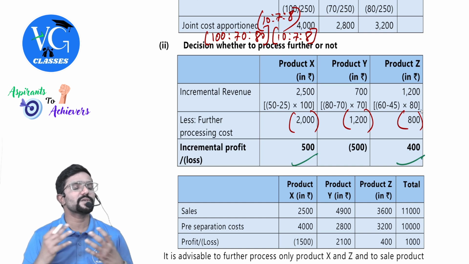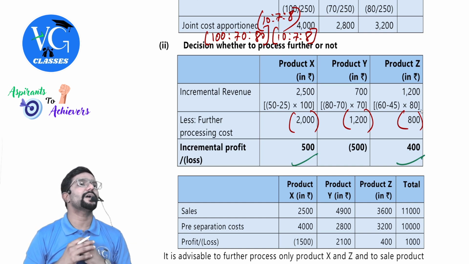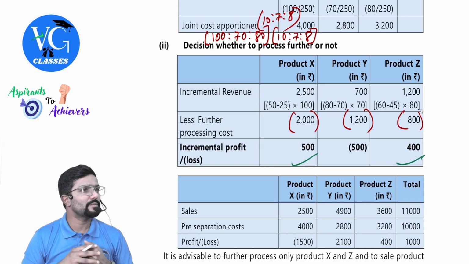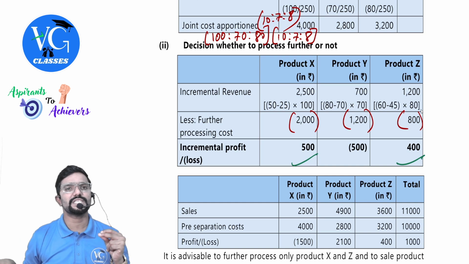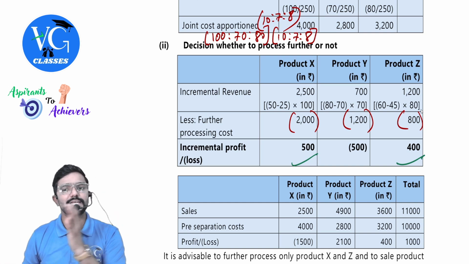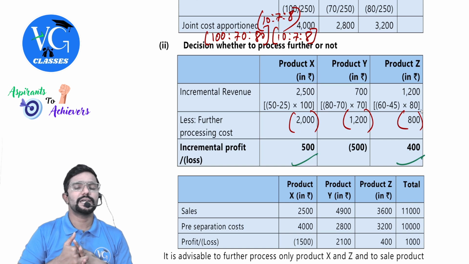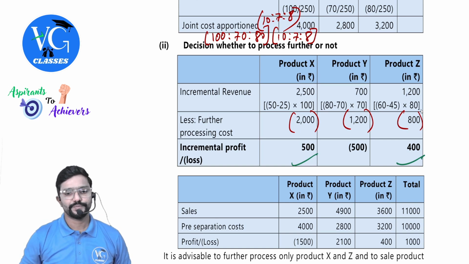Why? If I further process and sell, my profit will come down by 500 rupees. So simple suggestion of ours: sell X and Z after further processing and Y at split off point.